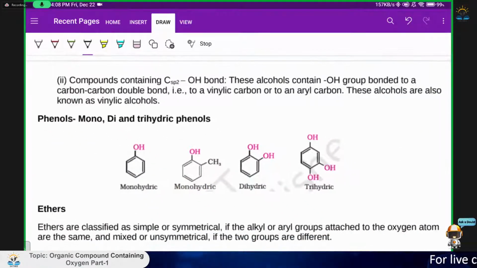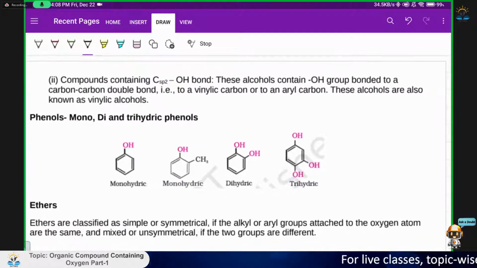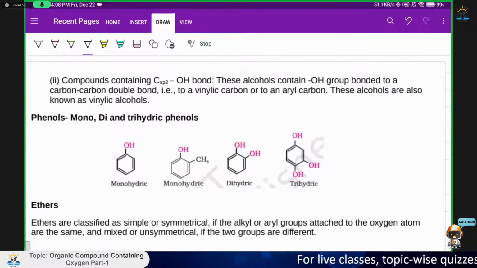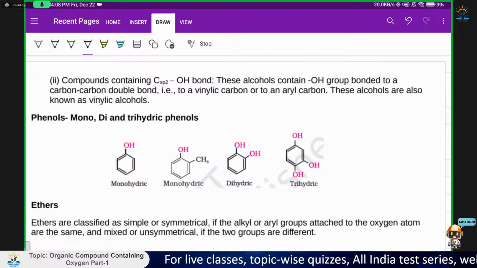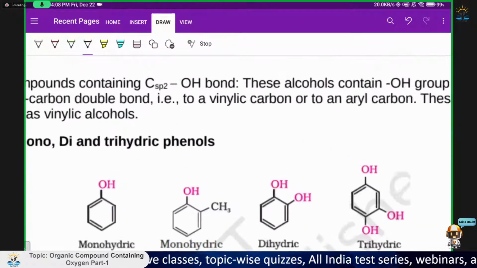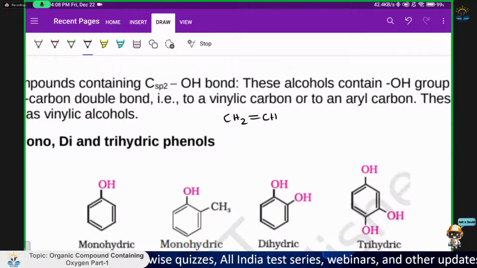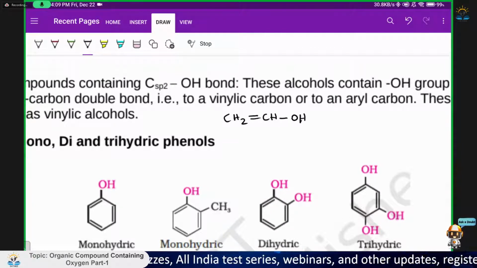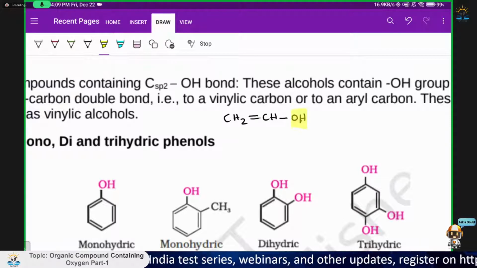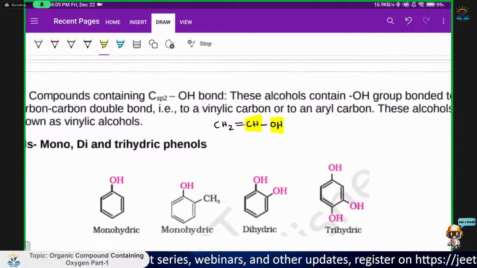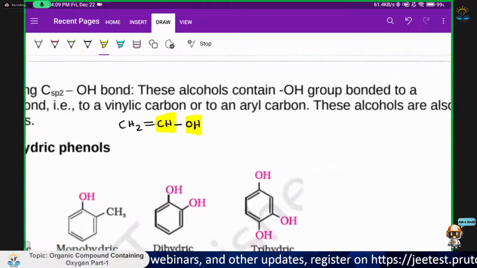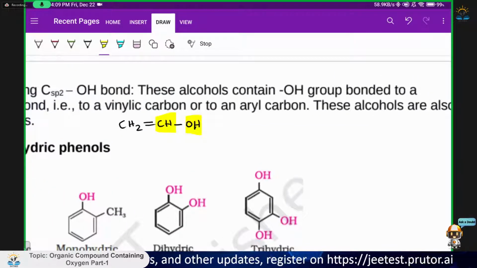Compounds containing a carbon sp2 C-OH bond. Here the OH group is attached to an sp2 hybridized carbon. So these alcohols contain an OH group bonded to a carbon-carbon double bond, that is, to a vinylic carbon, or to an aryl carbon. These alcohols are also known as vinylic alcohols. Here is an example, CH2=CH-OH. Here the OH group is attached to an sp2 hybridized carbon directly. So it is a vinylic alcohol. Or the OH group is directly attached to an aromatic ring, like phenol.